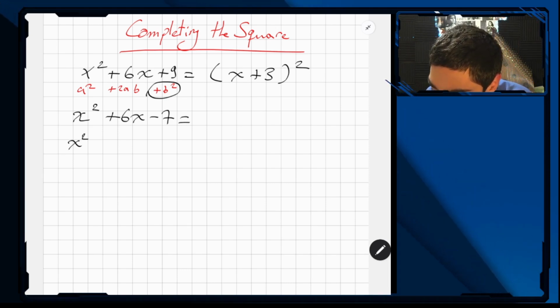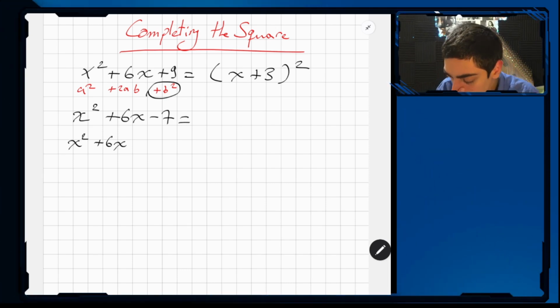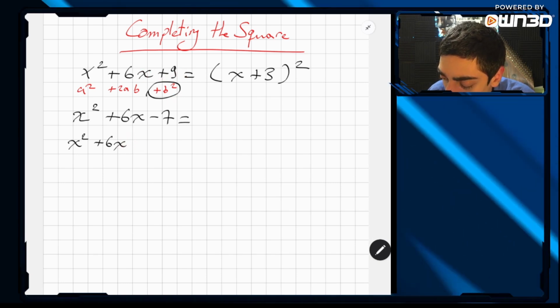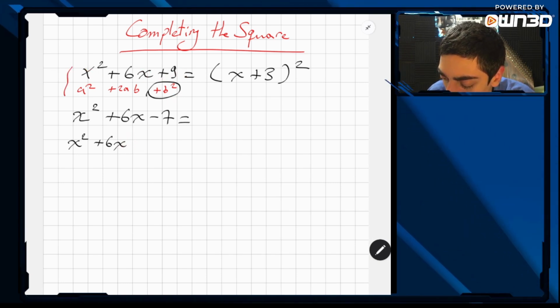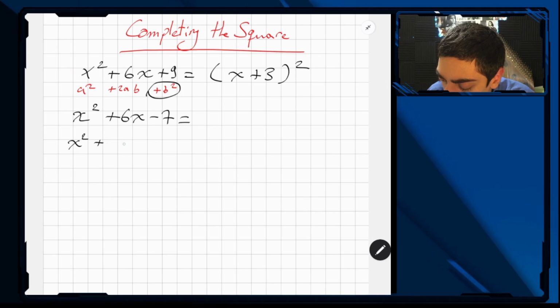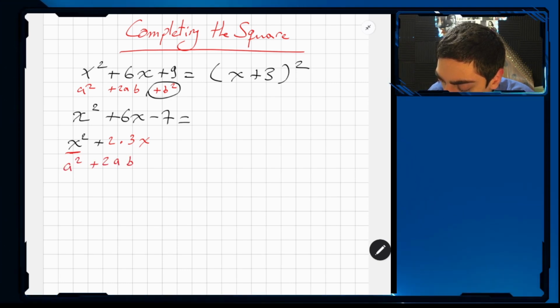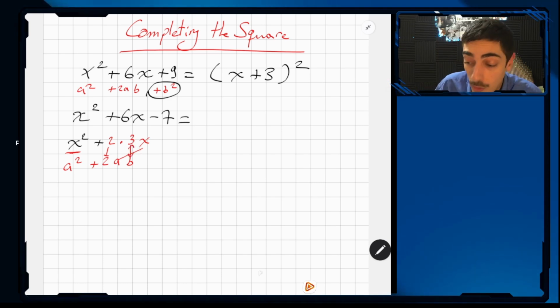So I have x squared and I have 6x. And of course, I'm hoping that there's a 9. I'm imagining that there's a 9. Why am I imagining that there's a 9? Assume we did not see this before. Well, look here. This is x squared, and this is written as 2 times 3x. Well, this is x squared, so if you're looking at a squared plus 2ab here, the a is x, the 2 is a 2. What's b? Well, it's a 3, right? That's the only thing left.